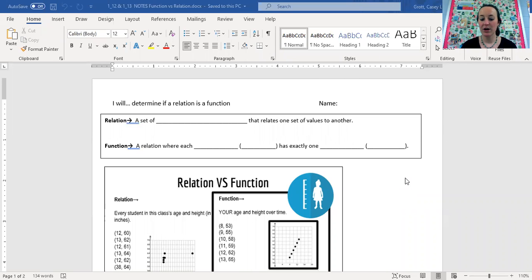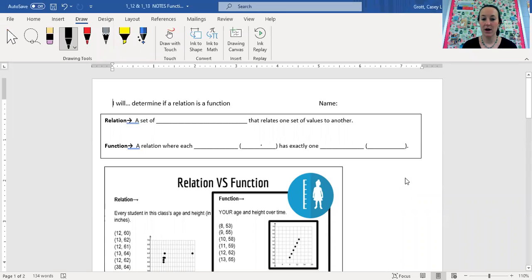Hey guys, we are going to talk about functions and relations today. So I am going to walk through some notes. I would just kind of be following along. You can get a blank copy from me later. So we're going to start off with some vocab.